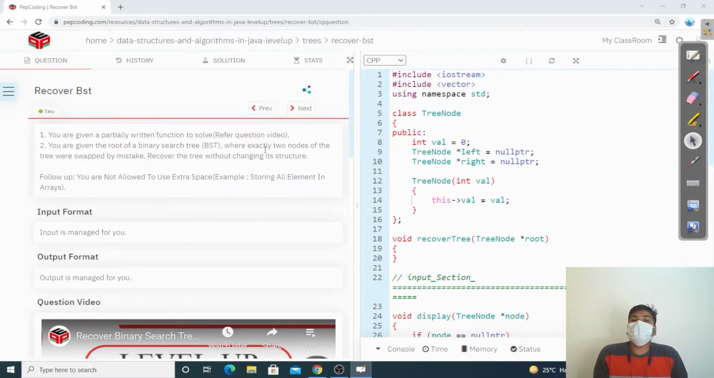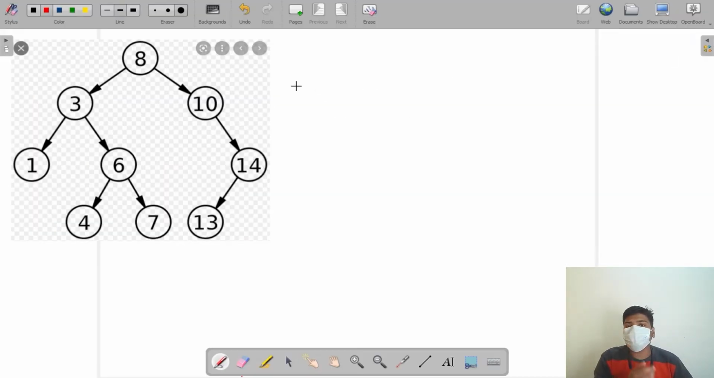So in this video, we are going to start the next question of our tree series. The name of the question is recover BST. Let us have a look into the question and see what we have to do. So let us go to the board. In this question, a BST will be given to us. Okay, this is a BST and it is given to us.